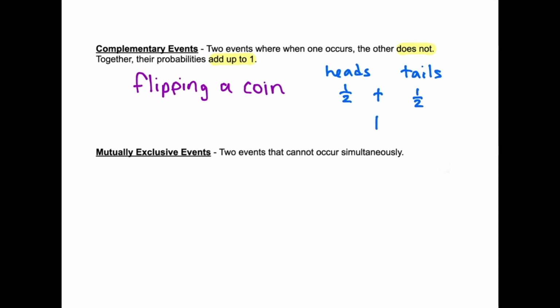This brings us to mutually exclusive events. These are two events that cannot occur simultaneously. An example would be rolling a dice. You can't roll a dice and get a 1 and a 6 on the same roll. You'd have to roll it twice to get both of those numbers. Now, the difference between mutually exclusive events and complementary events is that the probability of the mutually exclusive events does not have to add up to equal 1.